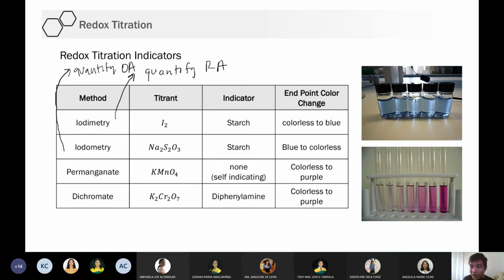Nung ginawa namin to sa lab, ito yung kwento ko last time sa inyo sa types of titration. Nung ginawa namin to sa lab, nung college ako, 2015, third year college na ako noon.